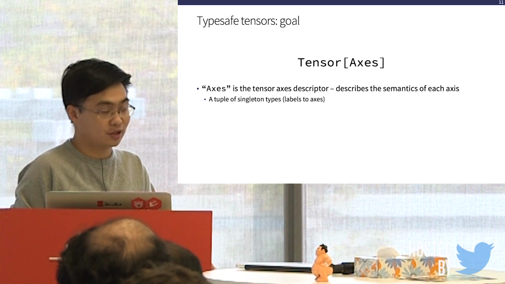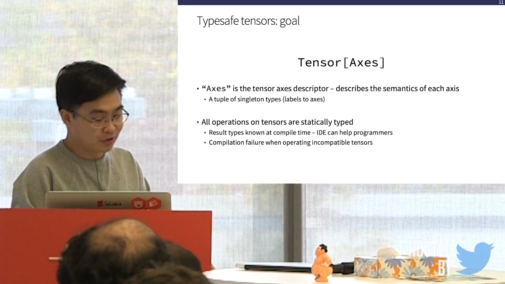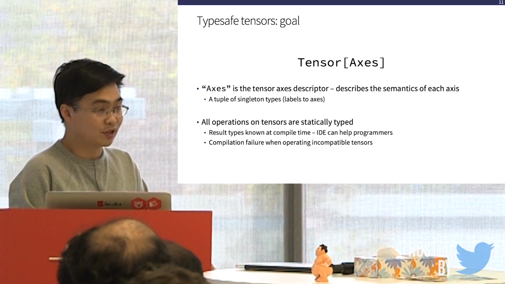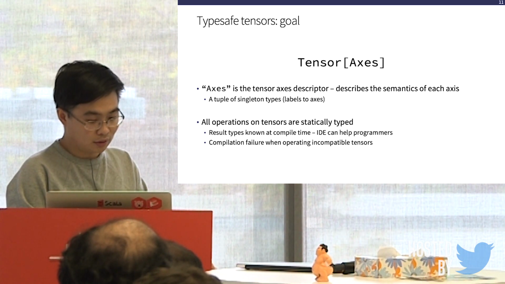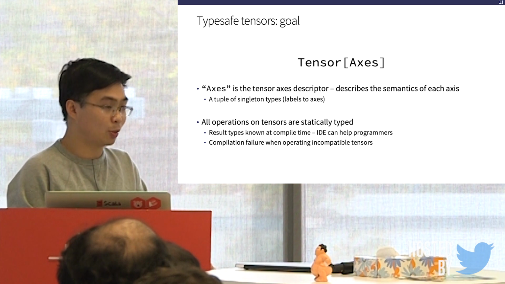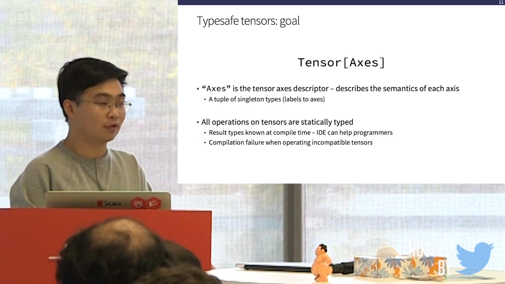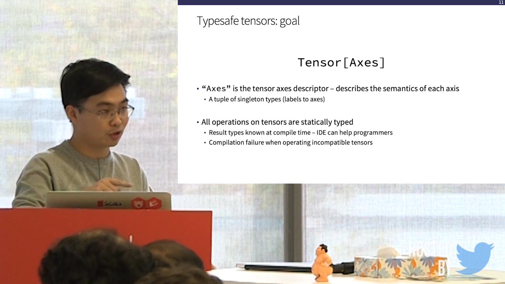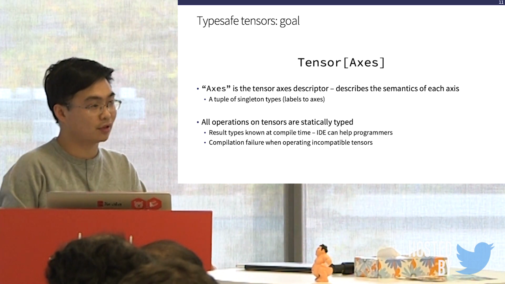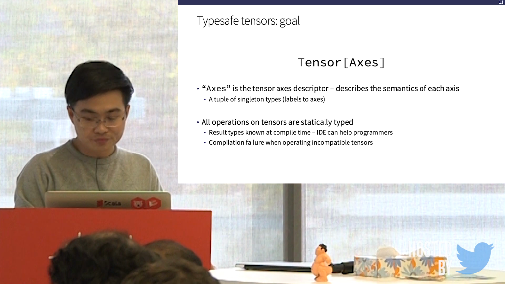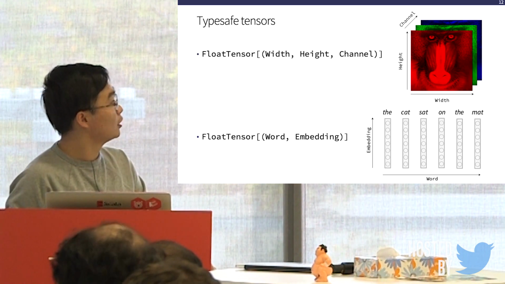So we know what each axis is. And all operations on tensors are statically typed. The result type is known at compile time. The IDE can help programmers. If you are operating on incompatible tensors, you just get a compilation error, and if you use IntelliJ or things like that, there is going to be a wavy underscore underneath your code to show that you have done something wrong. So for example, let's look at these examples.